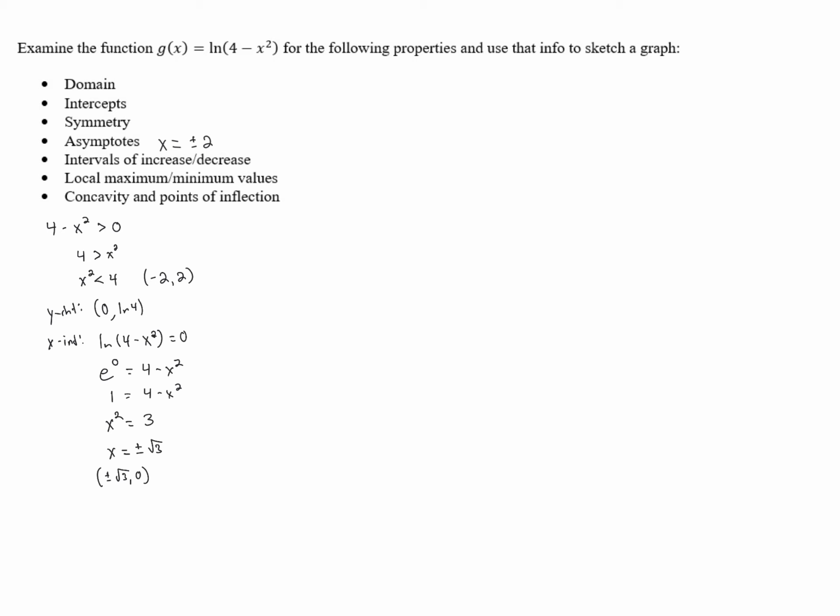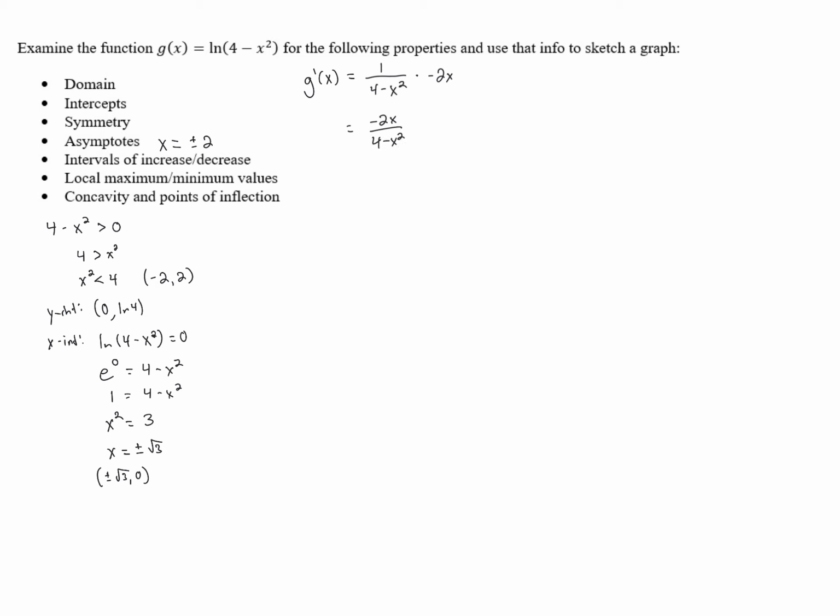Now, for the intervals of increase and decrease, we're going to need a derivative. So we need g prime of x. And we're going to have to use the chain rule here because we have a composition of functions. The derivative of the outer function, ln of u, is 1 over u. So that's going to be 1 over 4 minus x squared. But then we need to multiply by the derivative of the inside, which is going to be negative 2x. So our derivative is going to be negative 2x over 4 minus x squared.